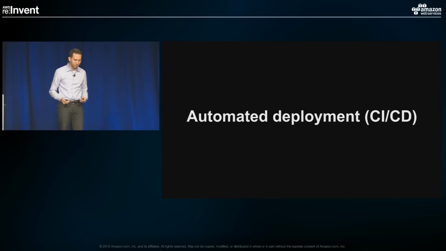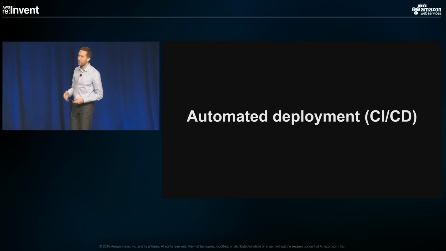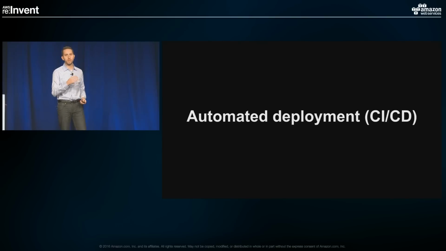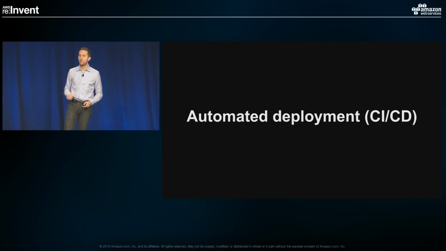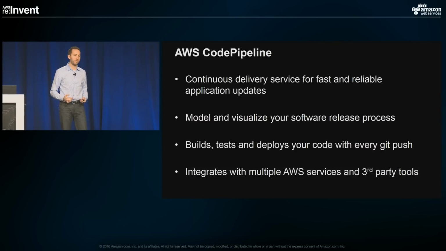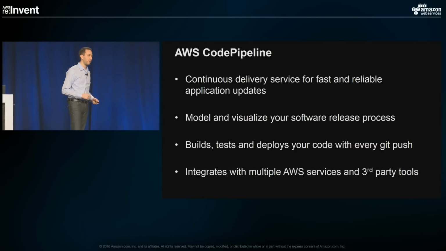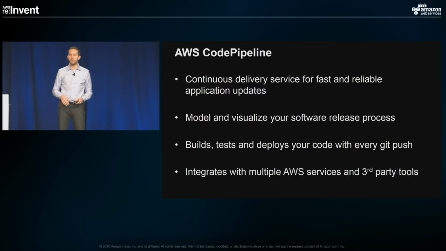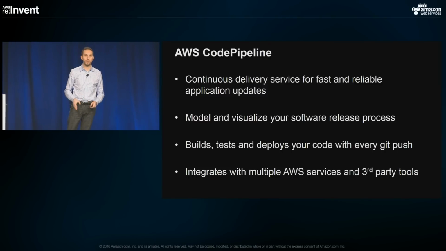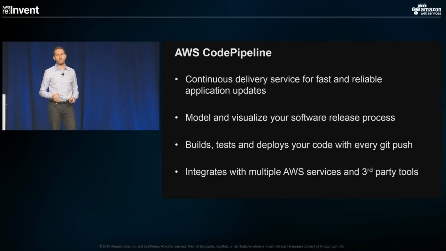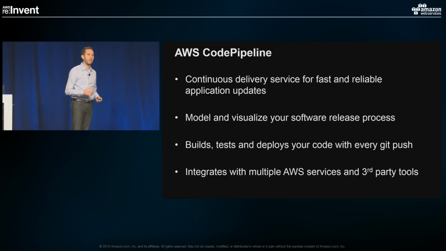Now, I know that for most of you, that's not enough. You need to have a way to automate that process. You need to have a way to automatically be able to build and test and deploy your application. Now, the way we are going to do that is with a service that's called CodePipeline. And CodePipeline is a continuous delivery service for fast and reliable application updates. It allows you to build, test, and deploy your application with every code change based on stages that you define in your release process.